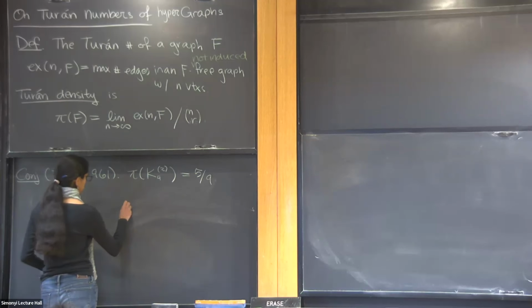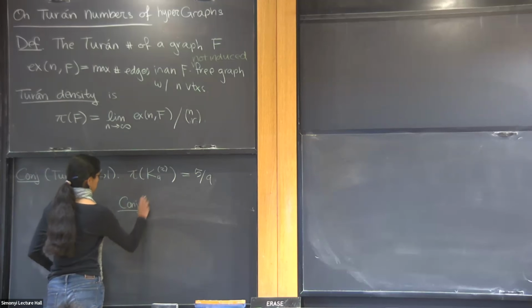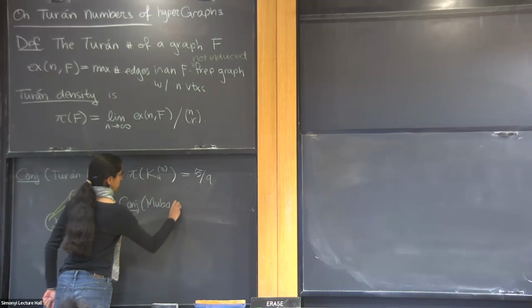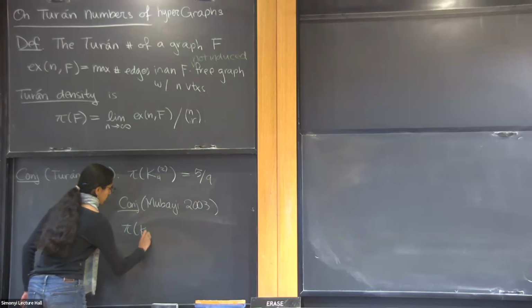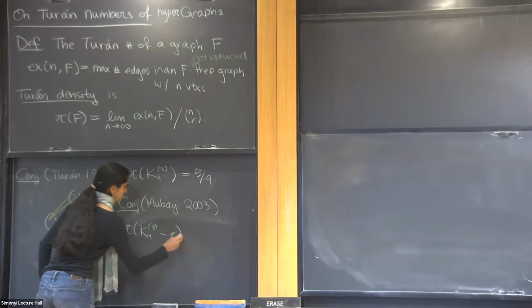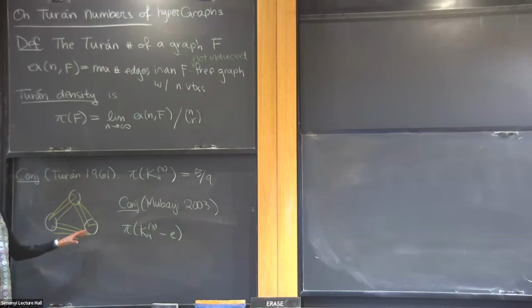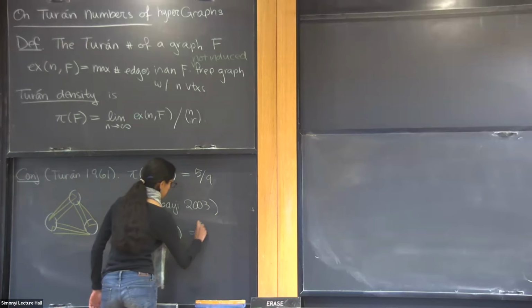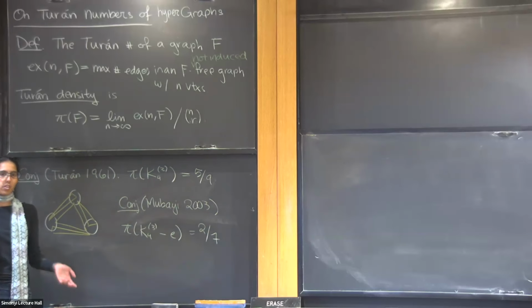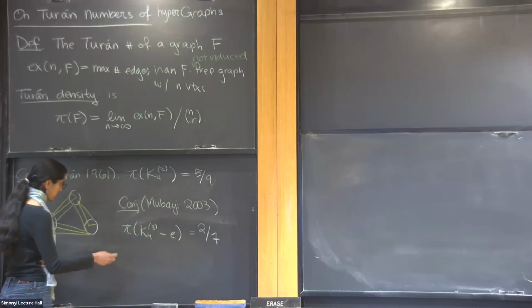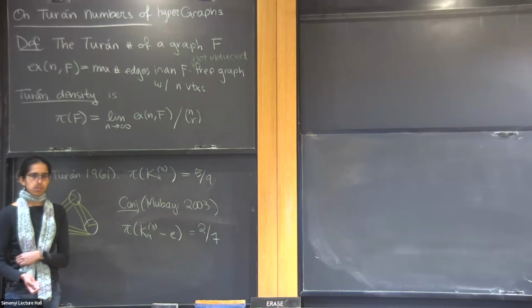Another even simpler conjecture, this is due to Mubayi in 2003, is that if you take the tetrahedron and you take off an edge, so now this is the 3-uniform hypergraph with 4 vertices and 3 edges, the Turán density is 2/7. And for this one, there is seemingly only one construction that we know, which is you take a Steiner triple system.